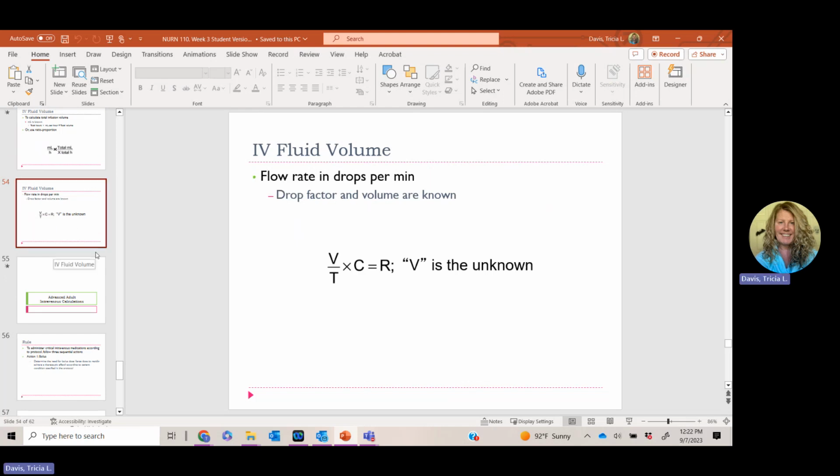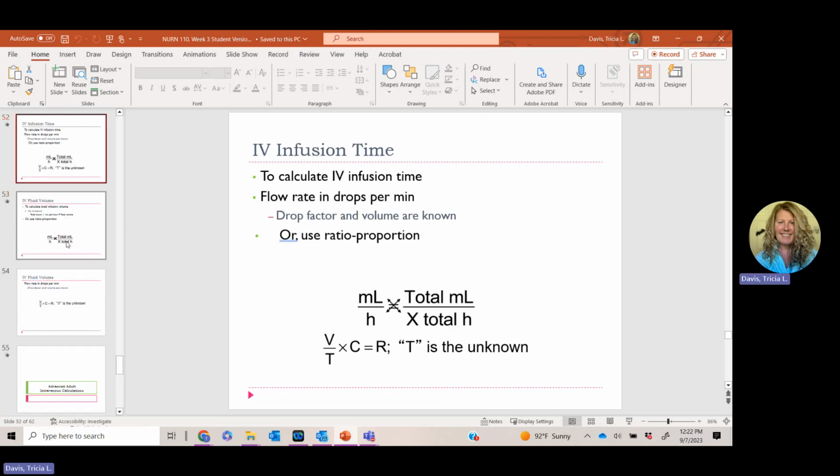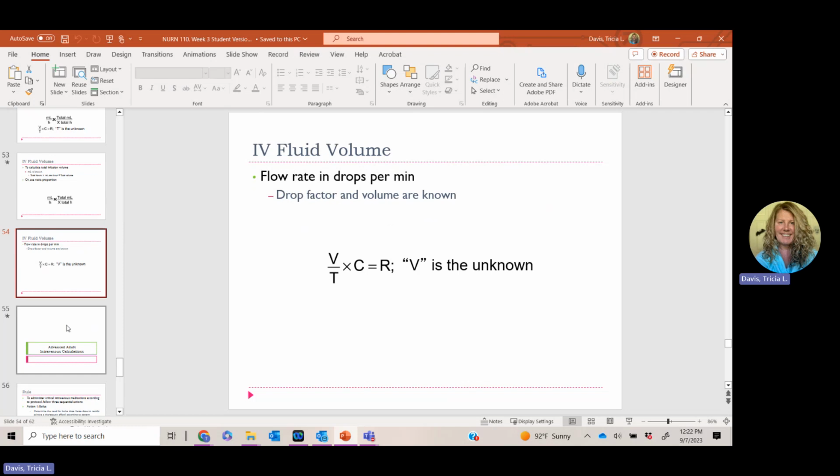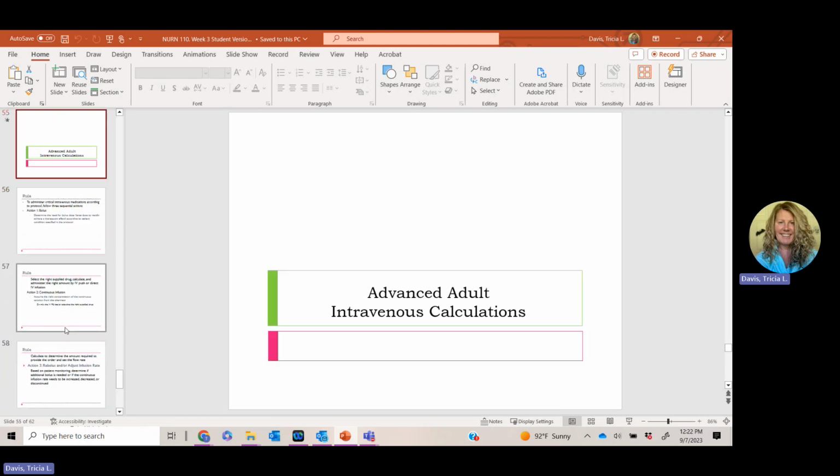All right, so flow rate and drops per minute. This is when your drop factor and volume are known. So your volume in mLs over your time in minutes times your drop rate equals your rate. And this time the V is unknown. This is your volume, okay? So we will be using these formulas throughout the semester, calculating dosage problems.